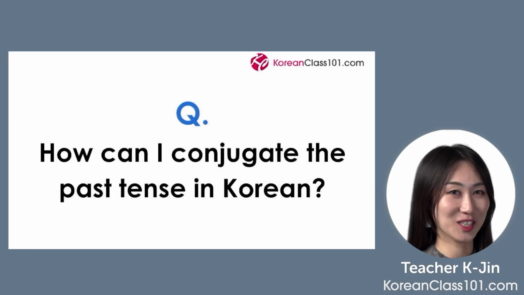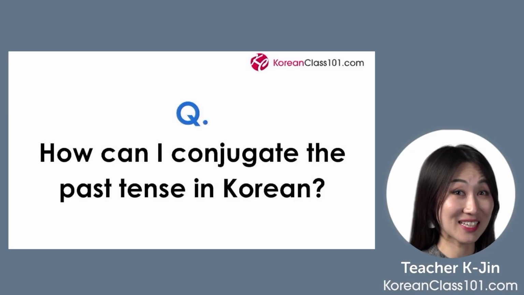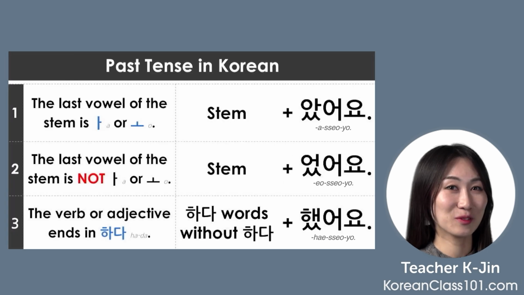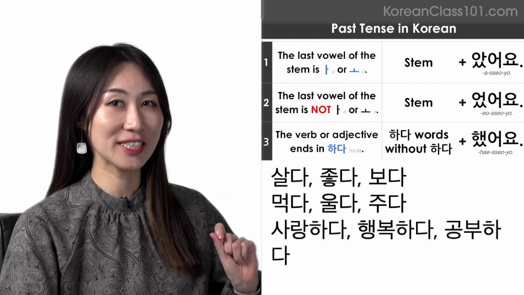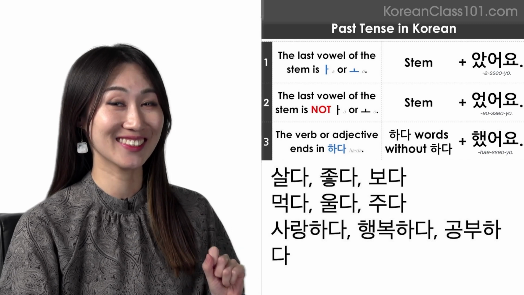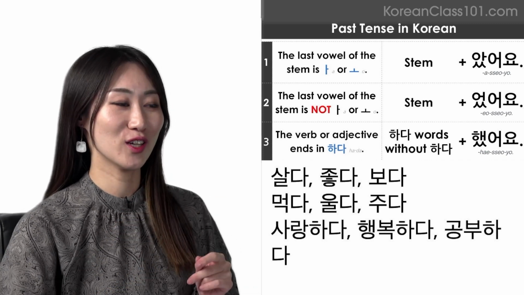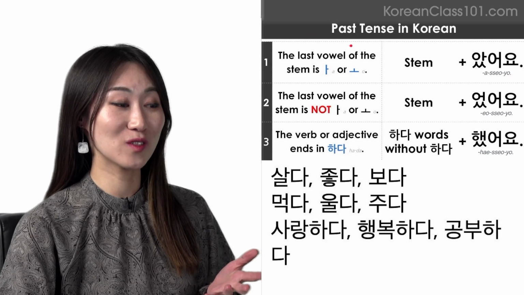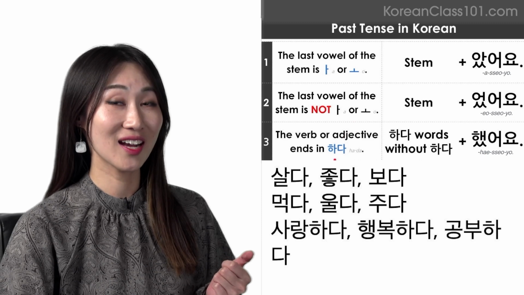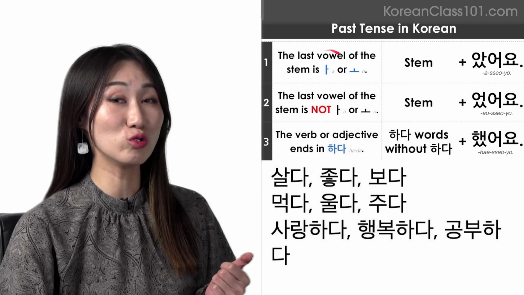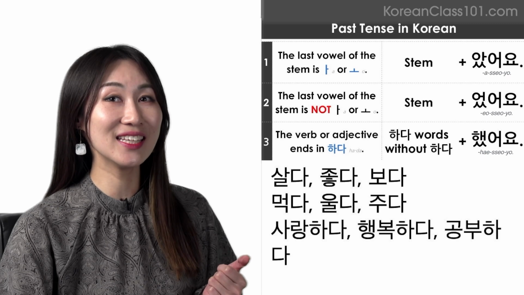Here's the second question. How can I conjugate the past tense in Korean? So this is the past tense chart for you. Save this and refer to it whenever you need to make the past tense in Korean. Did you notice something? This chart looks very similar to the present tense chart. Yes, it's almost similar. Look, the last vowel of the stem is 아 or 오, or not 아 or 오, or 하다. Yes, basically the rule is the same, but the ending is different.